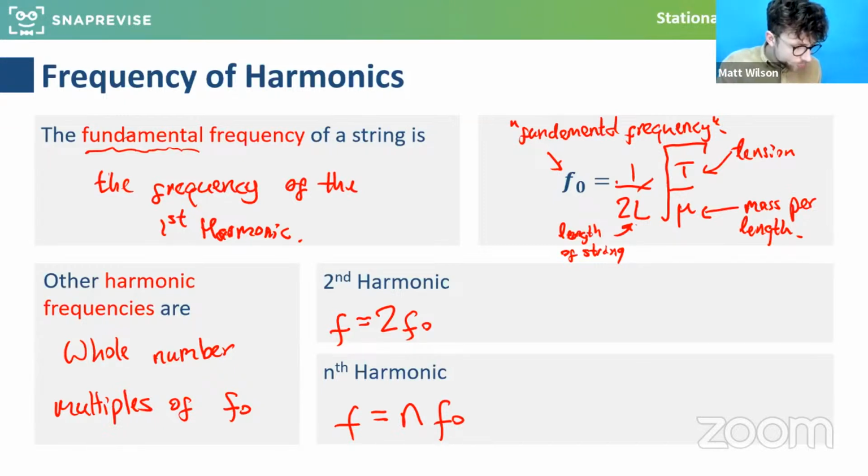Also, we saw before that the wavelength of the fundamental over 2 was equal to the length of our string. We have some more formulas like this we can use in general.